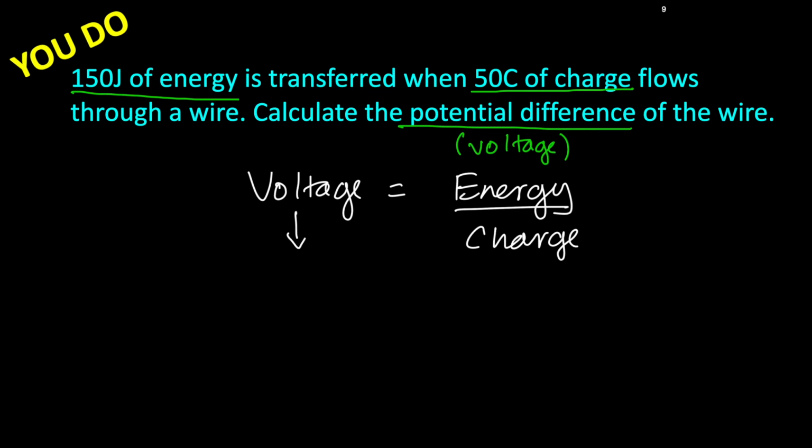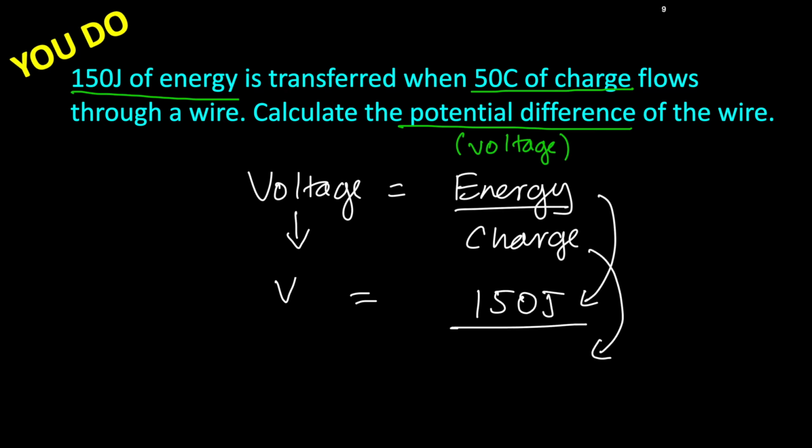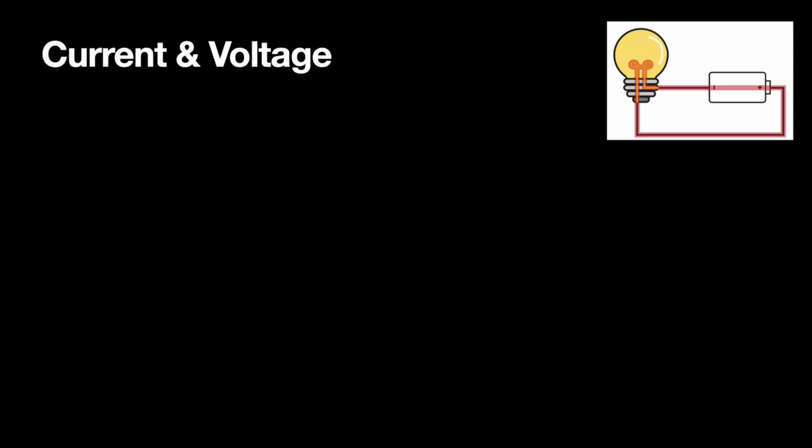Voltage, we don't know. We're going to leave that as V. Our energy is 150 joules. And our charge is 50 coulombs. We can put that into our calculator. We can find that voltage is equal to 3 volts. That's it. Now let's try a few more difficult ones.